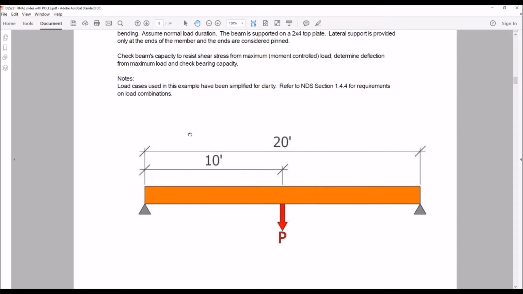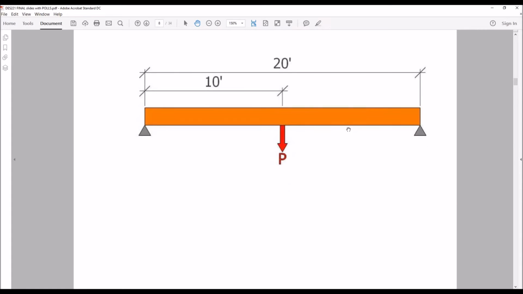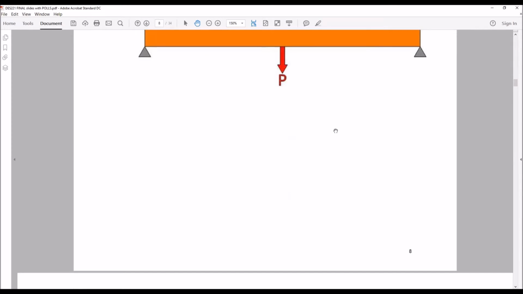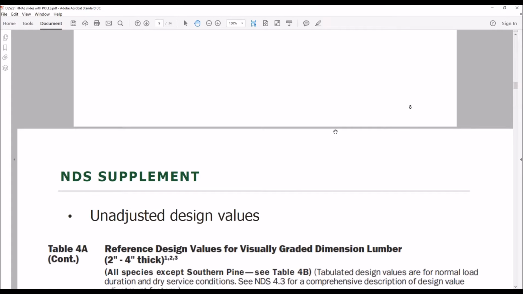One other thing I do want to point out is that we've simplified some of the load combinations, the load cases in this example. So we're not doing a full ASCE 7 analysis of every load combination. So you can check NDS section 1.4.4 for some more information on that. But this is just going to check some of the load combinations.